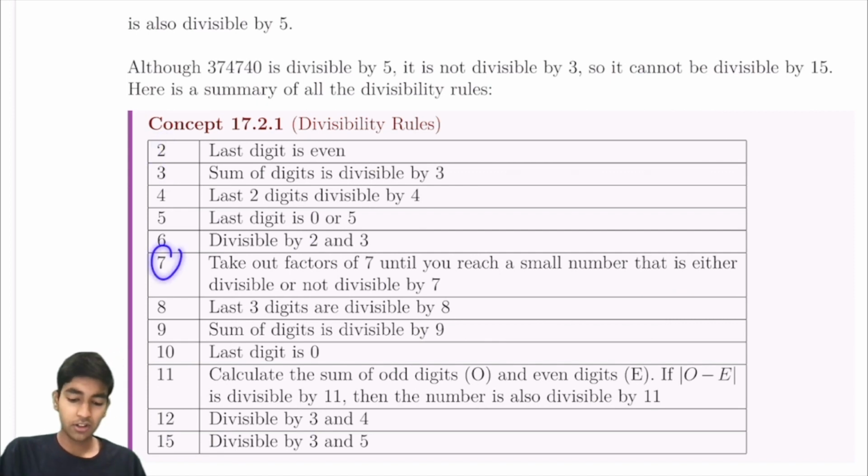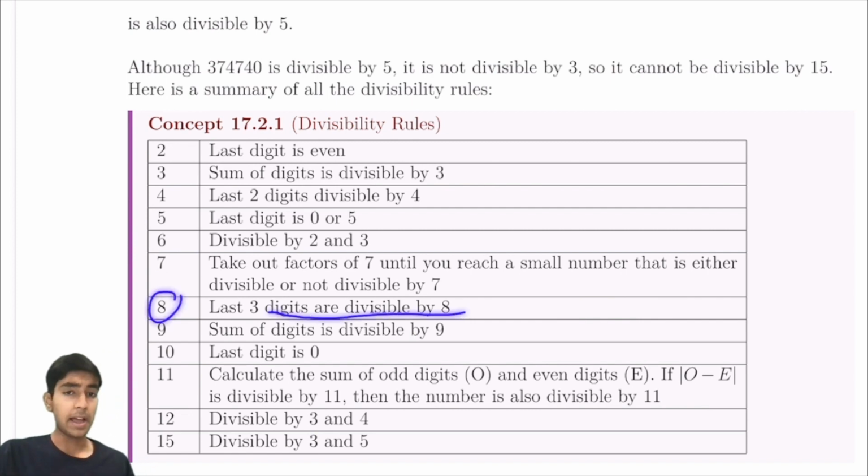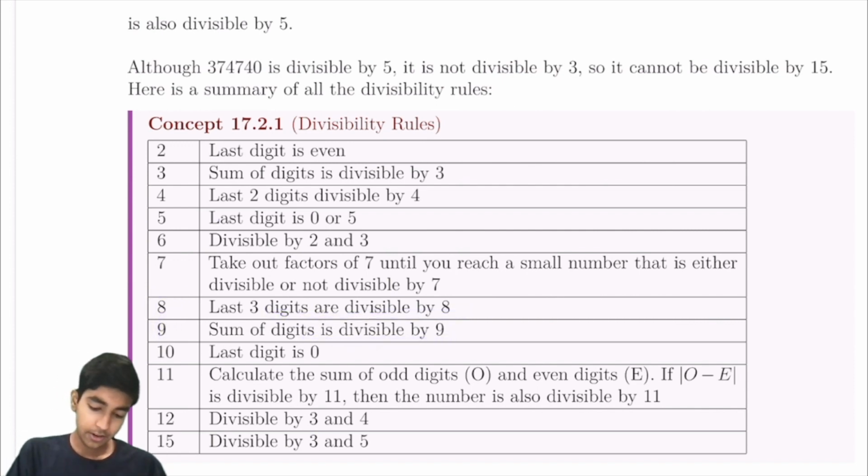7, it's not that important, so you can look at here if you're interested. 8 is the last three digits divisible by 8. 9, sum of digits divisible by 9. 10, you all know, last digit 0.